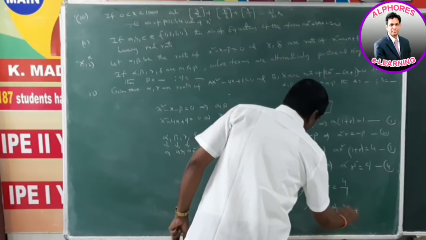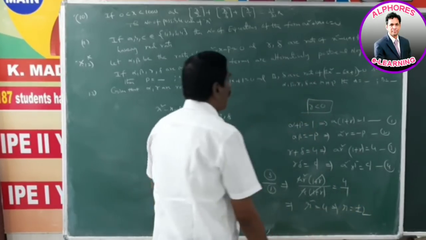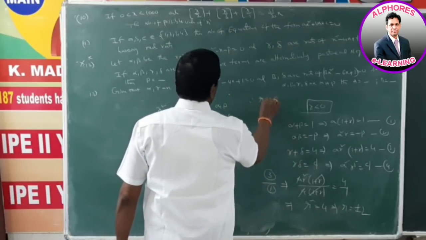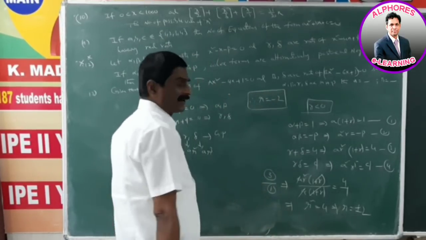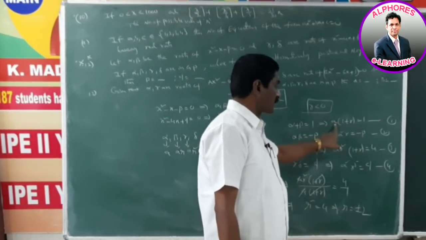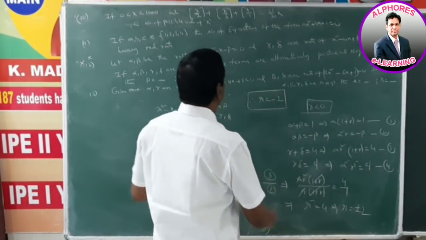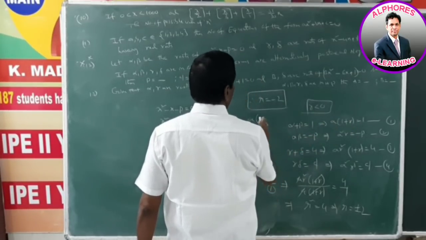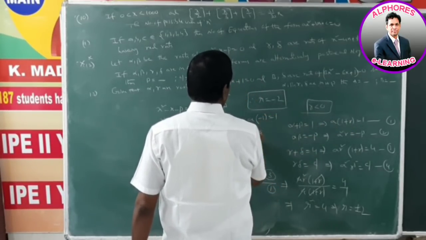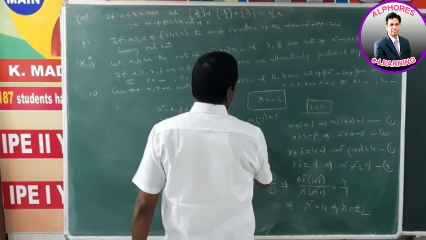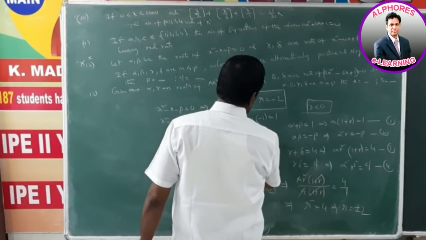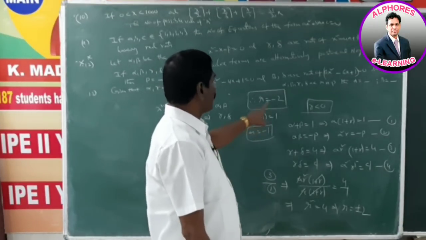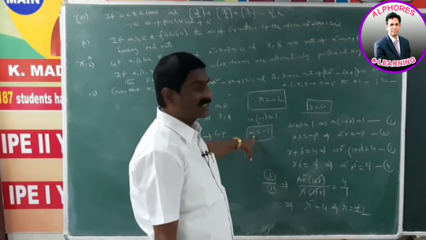That means R is equal to plus or minus 2. But R is always negative. Therefore, we take R is equal to minus 2. Substitute the value of R in equation 1, we get A. So, A into 1 plus R, that is minus 1, is equal to 1. So, A is equal to minus 1. A is equal to minus 1, R is equal to minus 2.